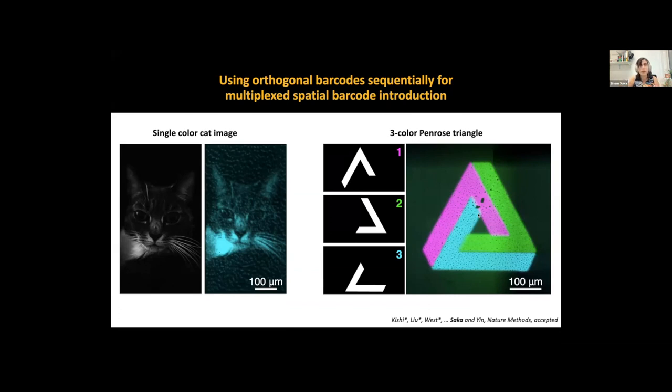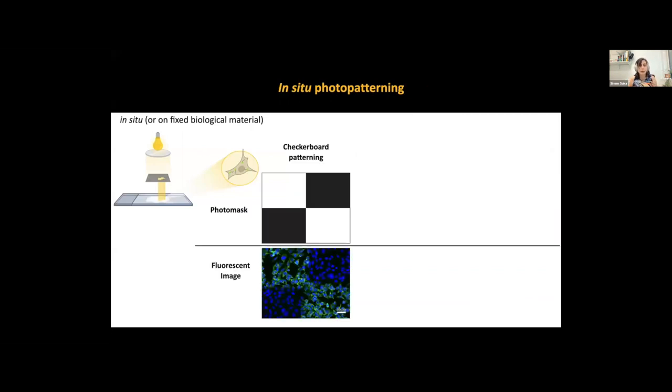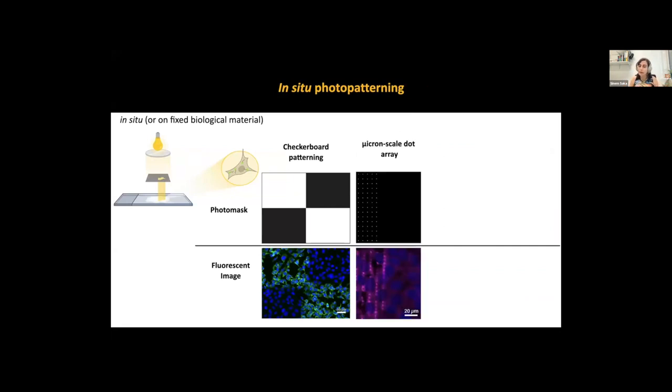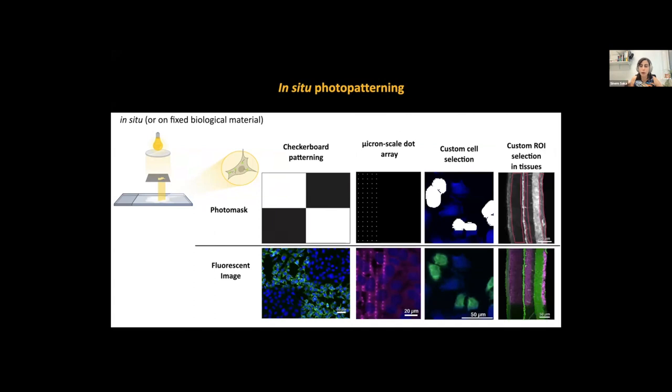These are just some of the surface experiments, but we can also do this type of photo patterning in situ. With a DMD, you also have a lot of options: checkerboard patterns, micron scale dot arrays, which are just fun experiments we tried initially, or custom cell selection based on fluorophores, or manually drawn ROIs, regions of interest in a tissue. So these are the possibilities of using the in situ photo patterning approach for different purposes. And we saw that it's feasible to apply it also directly in tissue samples.